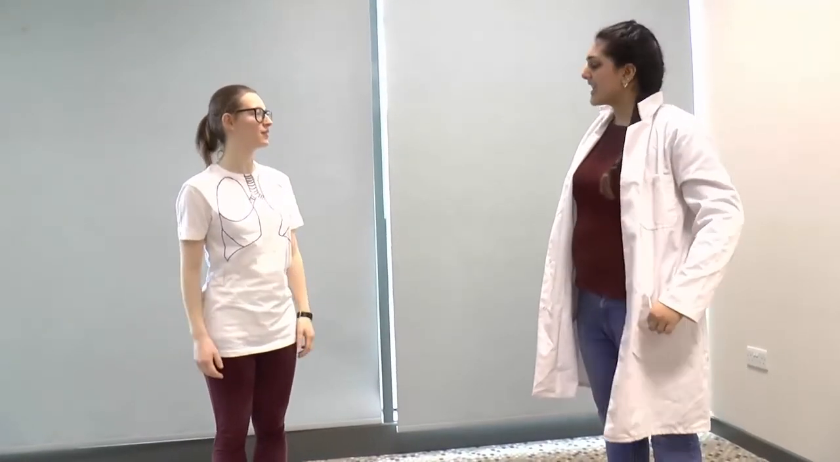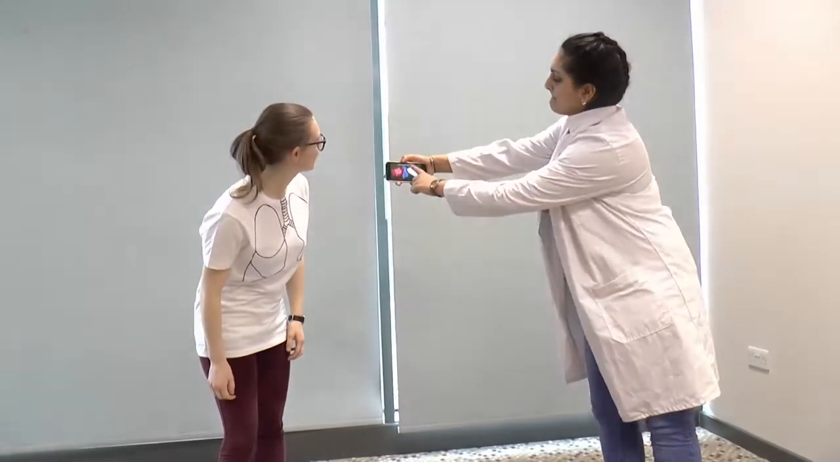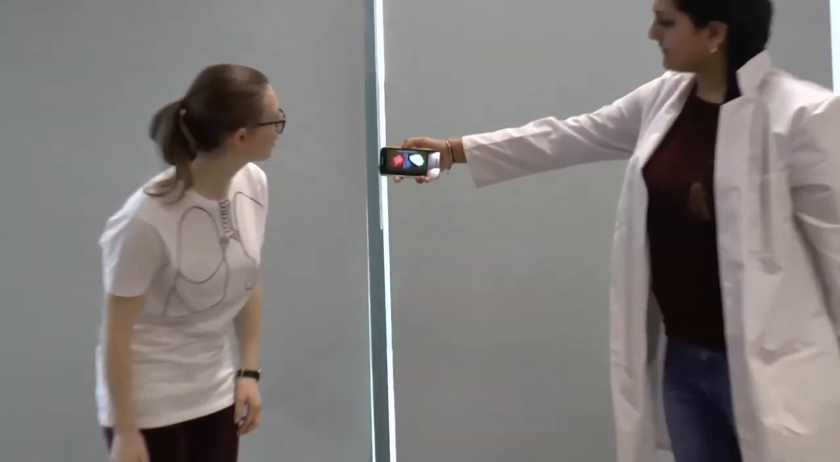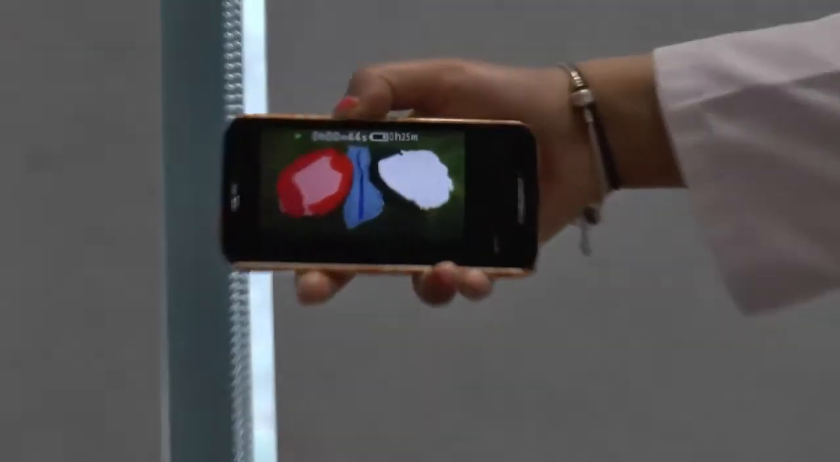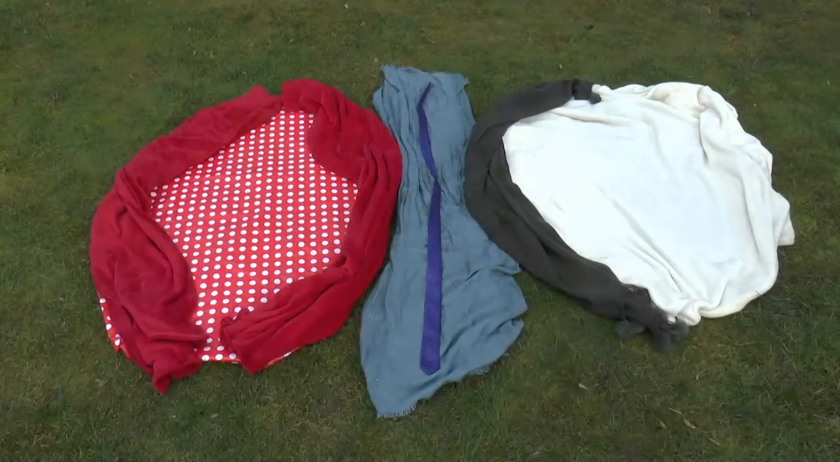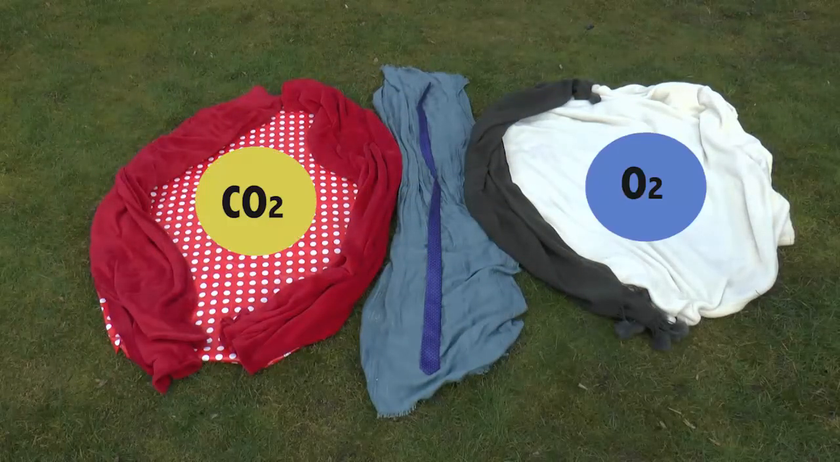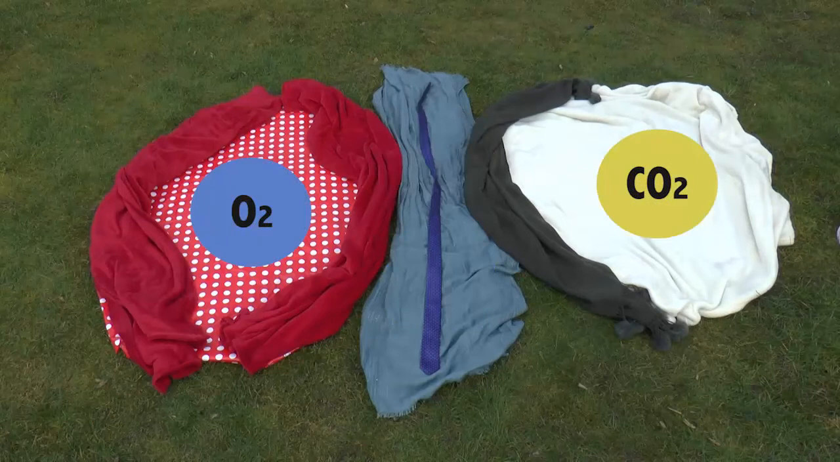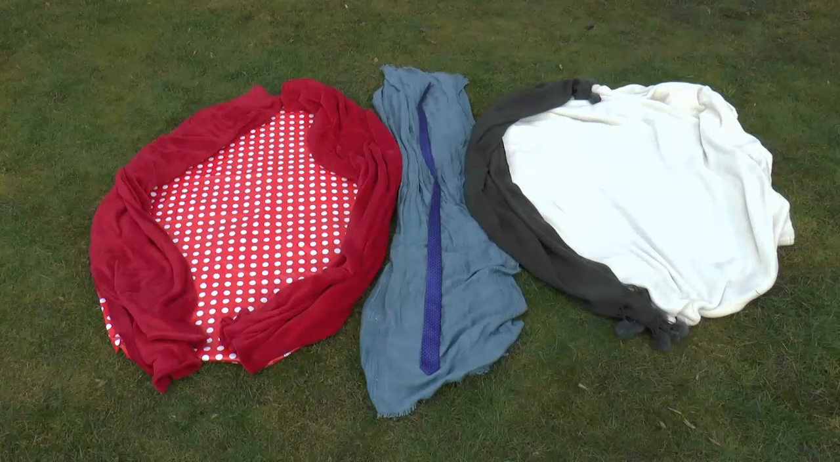Now I know what my lungs are, but what do they do? Let's take a look. The primary function of the lungs is to remove carbon dioxide from and add oxygen to the blood. Here we have a respiratory membrane.